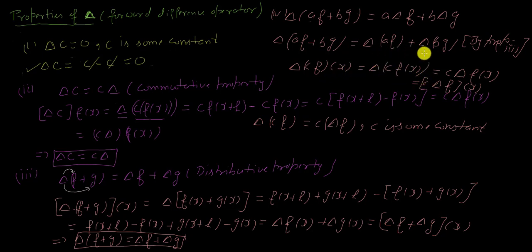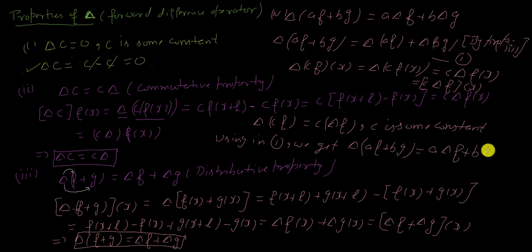Using this result in equation number 1, we get delta af plus bg. This will become a delta f plus b delta g, because a and b are constants and come out. You have to mention where a and b are constants here.